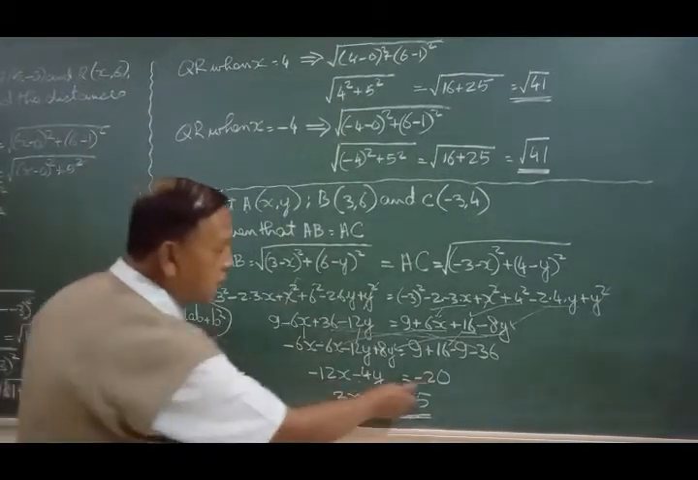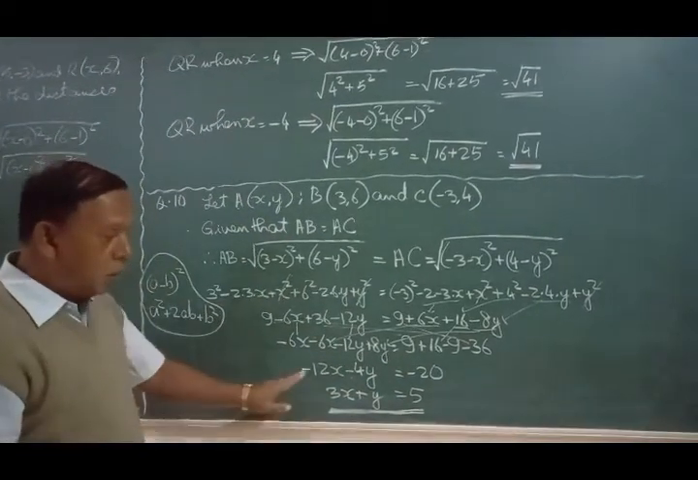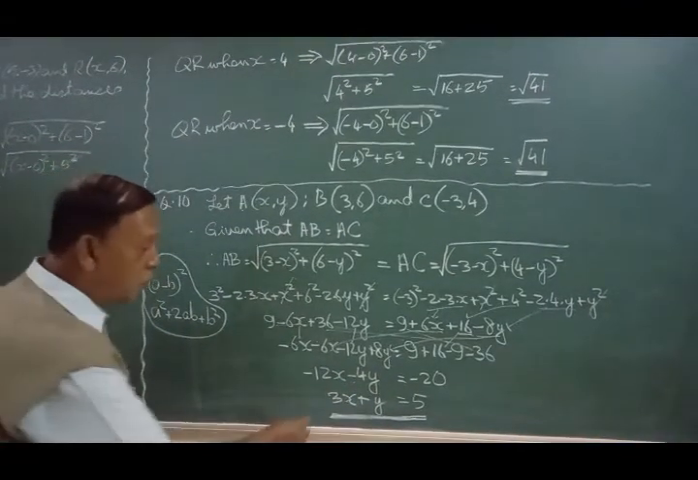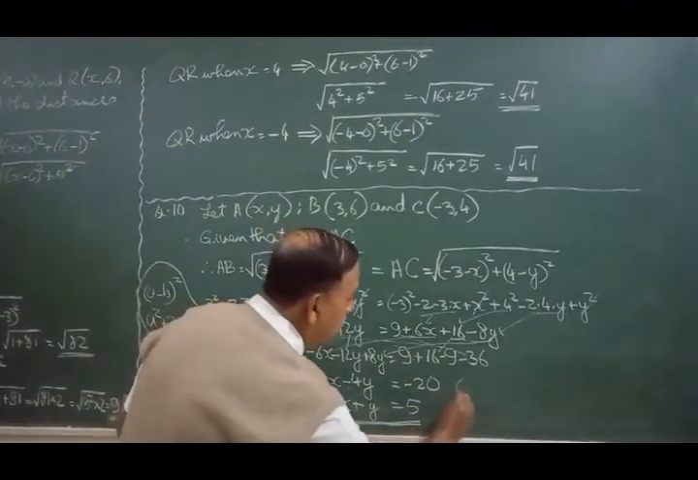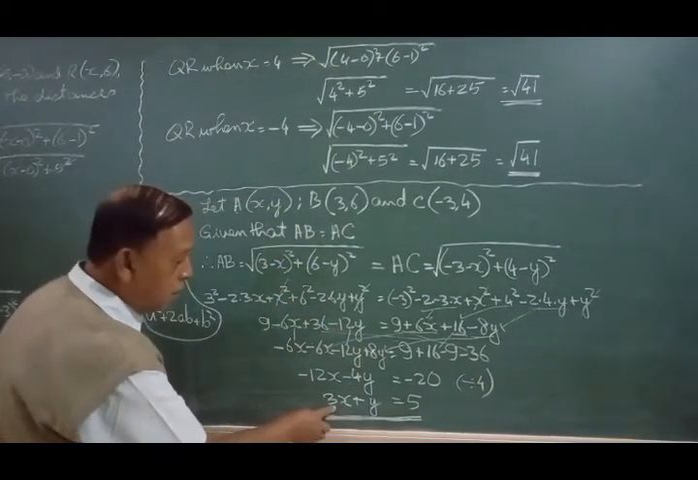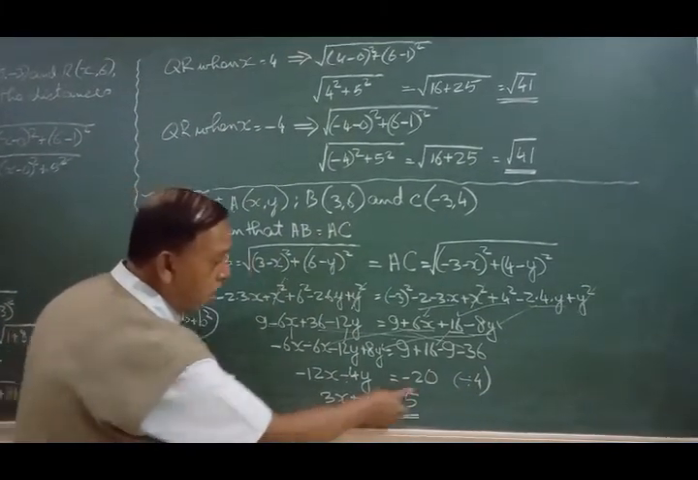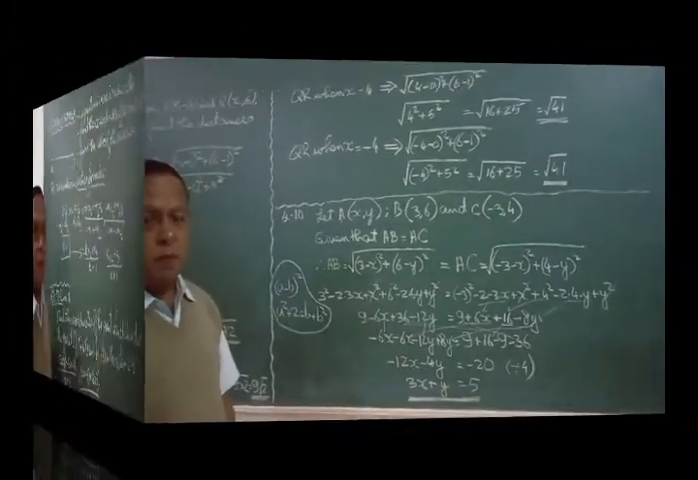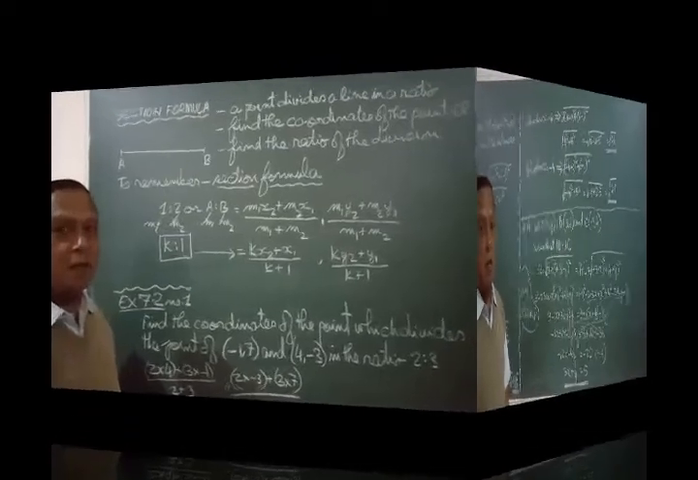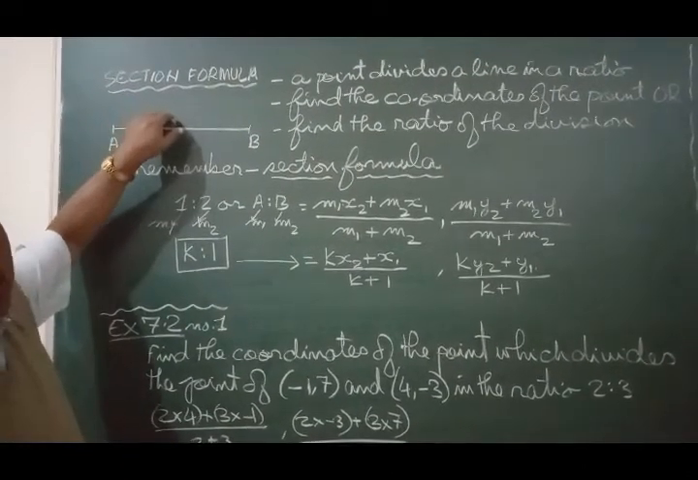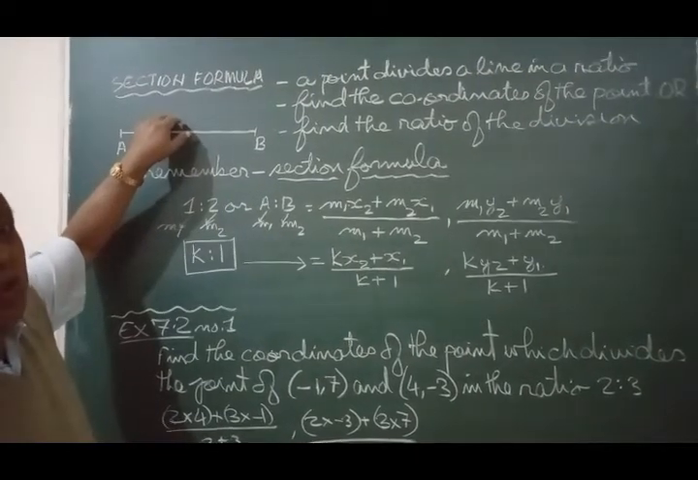So left side, right side. Now if you notice, what is common? 4 is common to all these 3 numbers. Therefore we divide by 4. Divide by 4, 3. Divide by 4, 1. Divide by 4, 5. And this is the answer. Just go systematically. That's all. Careful. We are now going to the next one called the section formula.